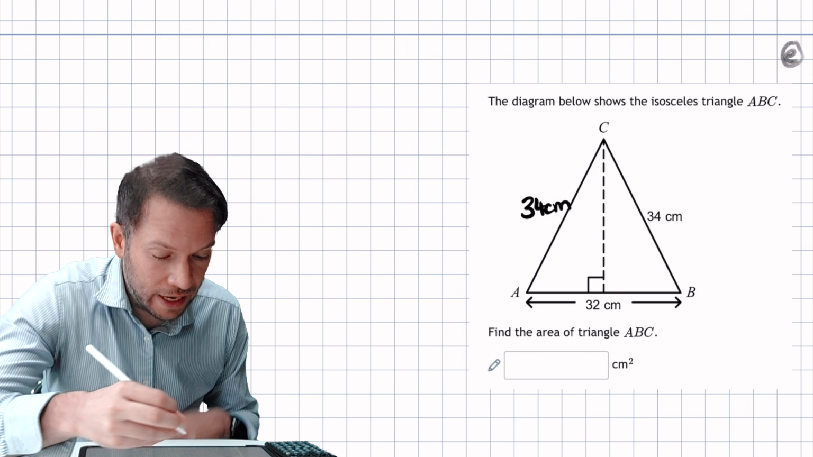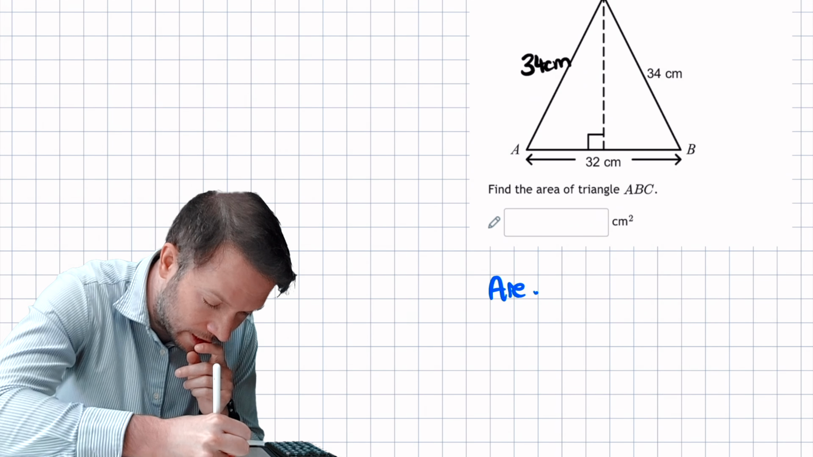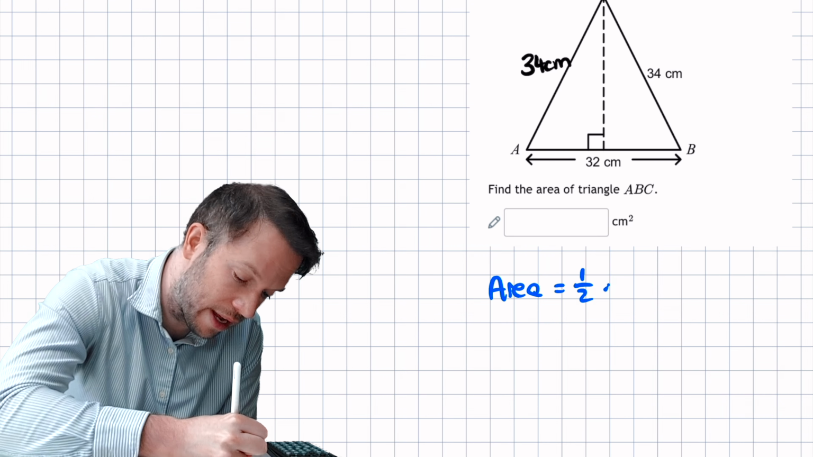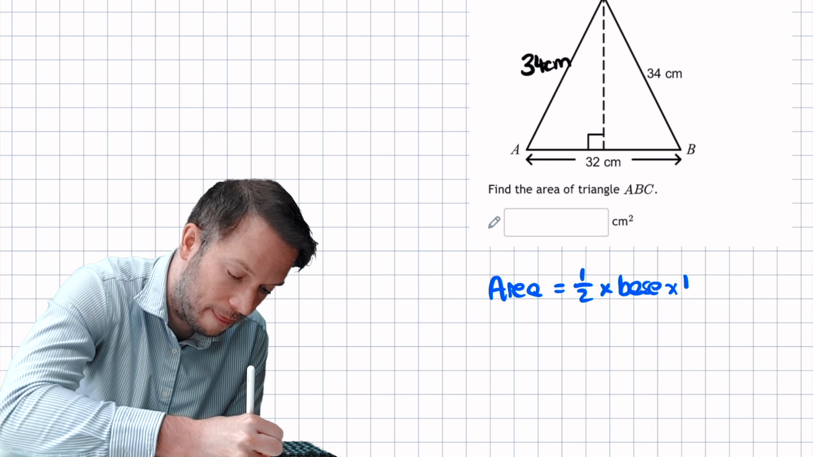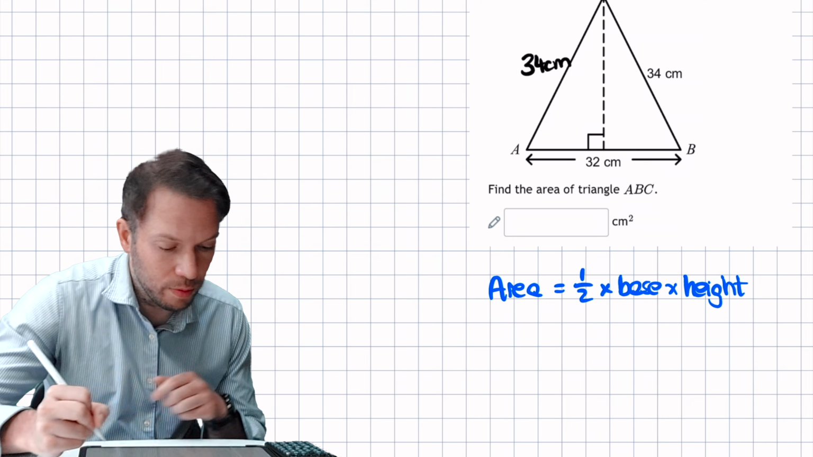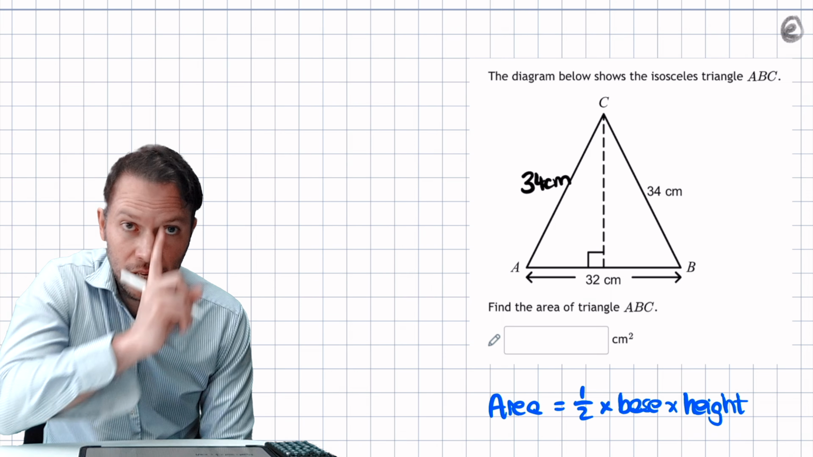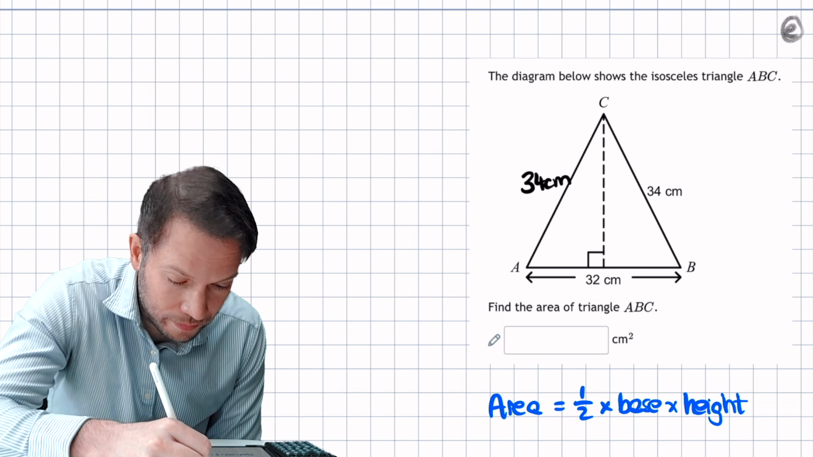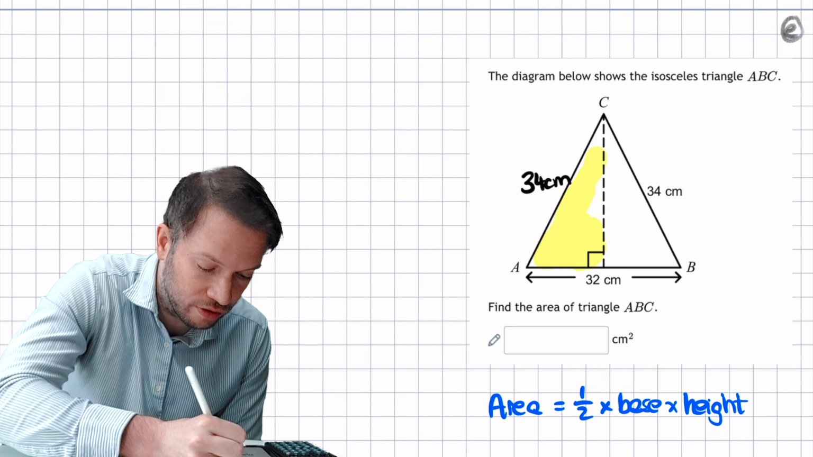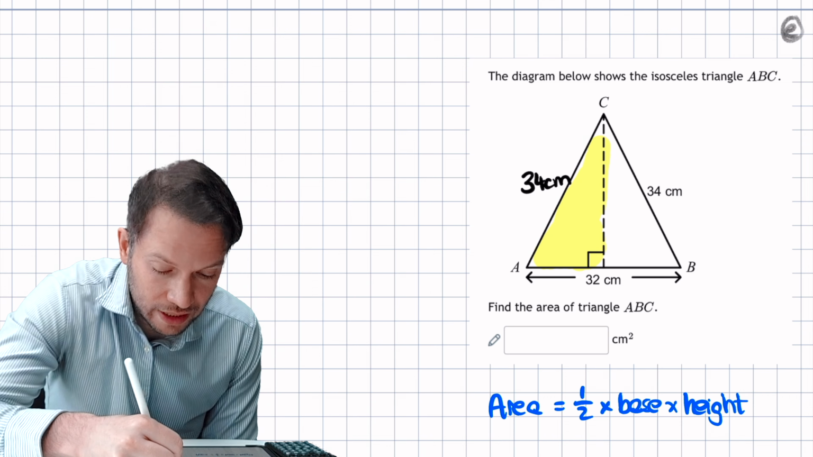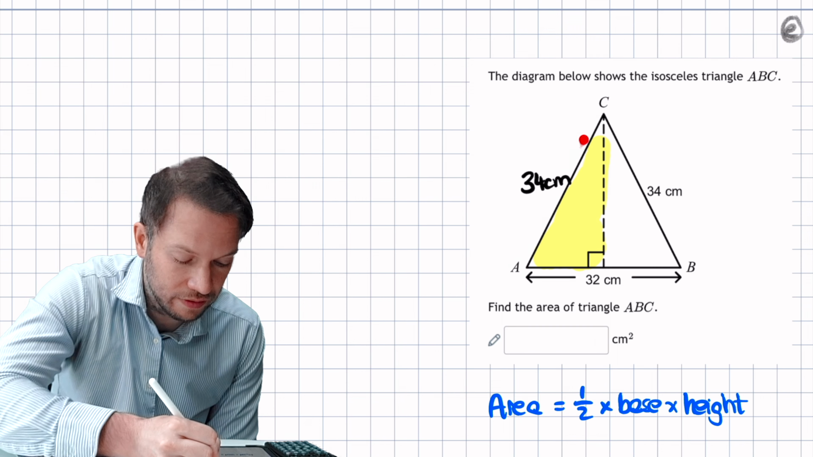Now, how do we find the area of a triangle? Let's remind ourselves. The area of a triangle is half times the base times the perpendicular height. So that's what we want to use. But we don't currently know the height of this triangle, do we? So what we're going to do is use Pythagoras' theorem on this triangle here to work out the height. Now, we know the hypotenuse, the longest length of this triangle, is 34.